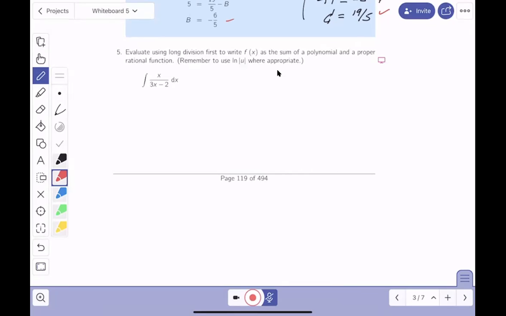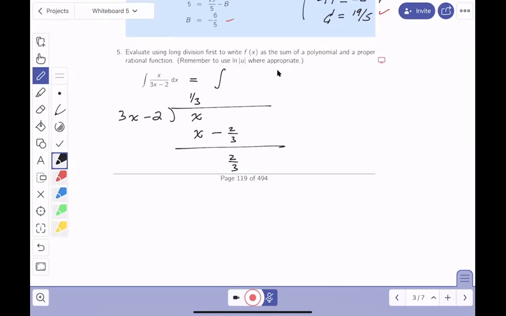Well, let's see. I got to do long division, right? So I got to do 3x minus 2 divided into x. Well, what times 3x would be x? That would be 1/3, right? Let's go through that. So 1/3, a little more difficult. You did math 100, but it's going to be x minus 2/3. And what I'm going to do now is subtract. So you get 2/3, right? So let's write this down. So what do you get? You get 1/3 plus 2/3 divided by 3x minus 2 dx.